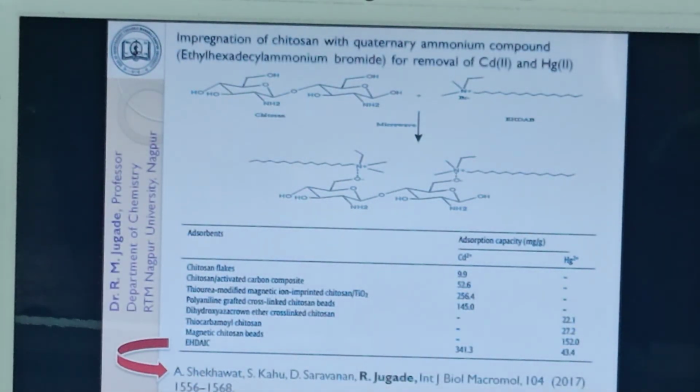Another example is impregnation of chitosan with a quaternary ammonium compound, ethyl hexadecyl ammonium bromide. This is our own work for removal of cadmium and mercuric ions from wastewater. Again you will see that chitosan flakes, which is a native chitosan, give a very low adsorption capacity for cadmium and almost no capacity for mercuric ions. But when this is impregnated with EHDA, the adsorption capacity increases to a very high value. This is our own work.